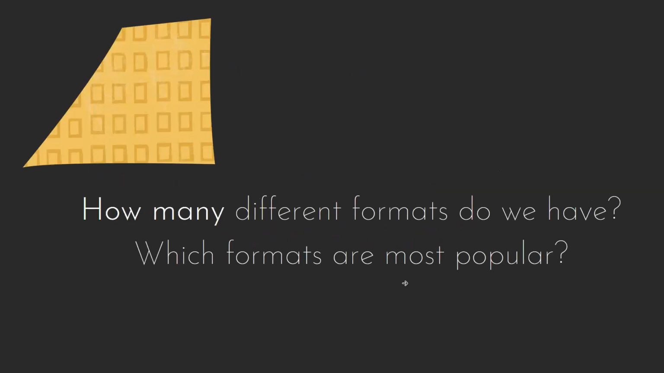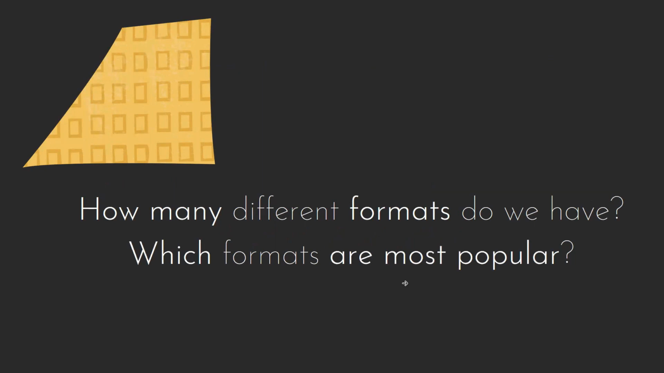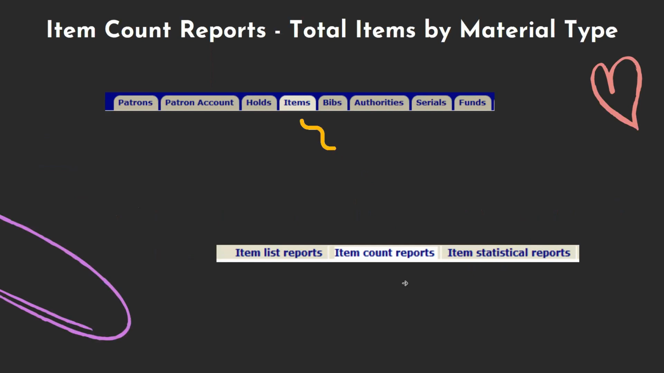So my question would be, how many different formats do we have? Which of these formats are most popular? You can see things like large prints, whatever you have entered in there. So we have a count here with how many formats we have, so that is a category that we're going to pull for. And then which formats are the most popular. Most popular indicates checkouts. So this is 2 reports. One is a count report and one is a statistical report.